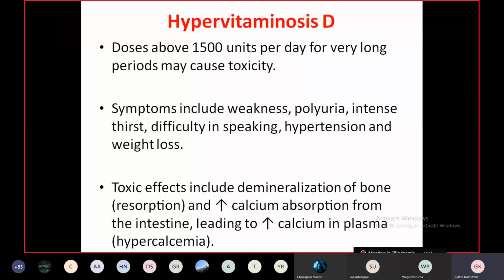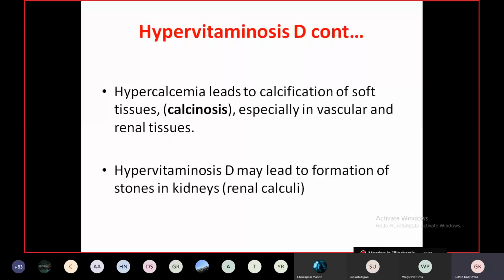If there is excess calcium in the serum, then it gets deposited into various soft tissues, especially the vascular tissue as well as the kidney, and that condition is known as calcinosis. Because of the deposition of calcium in the renal tissue, it also leads to the formation of renal stones, which are known as renal calculi.